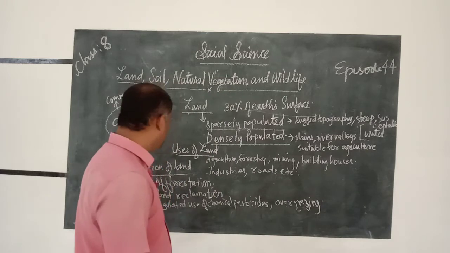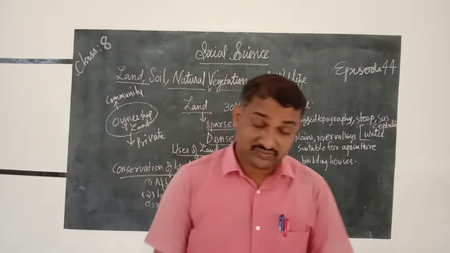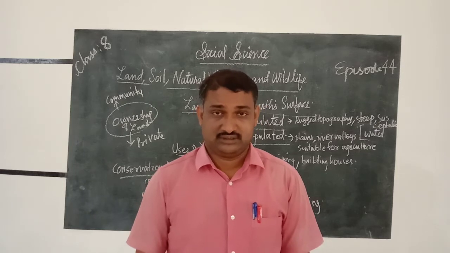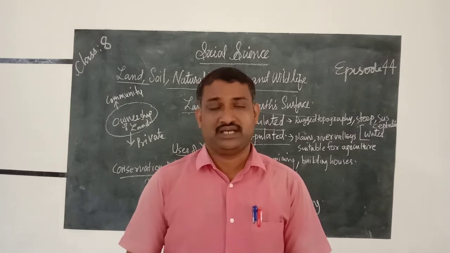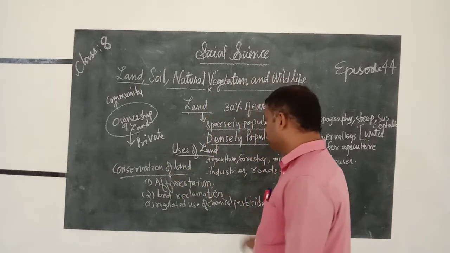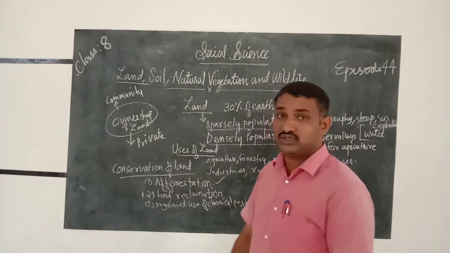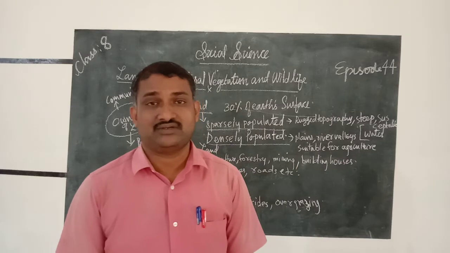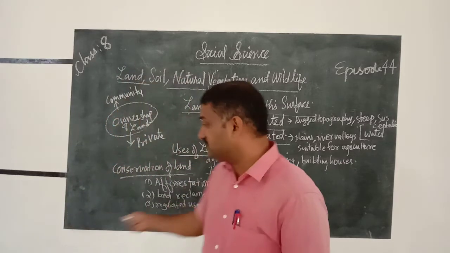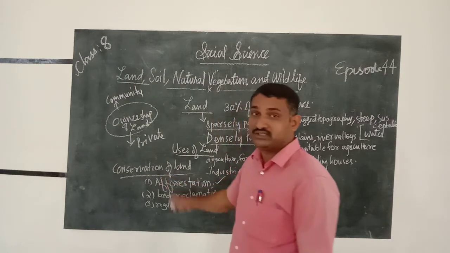Next we studied about the conservation of land. It is very urgent to conserve and protect the land, otherwise land degradation may happen. So we want to conserve the land. First, afforestation. What is afforestation? Planting of trees is afforestation. Cutting of trees is deforestation. Afforestation is one point of conservation.